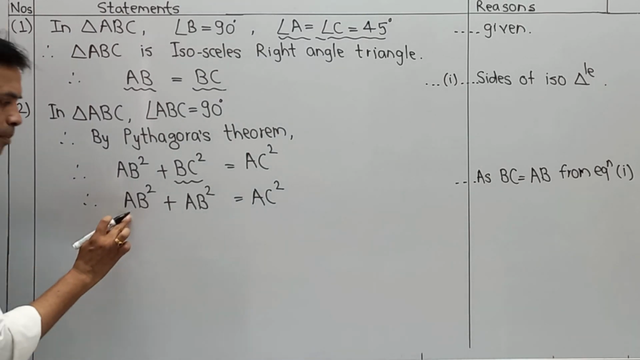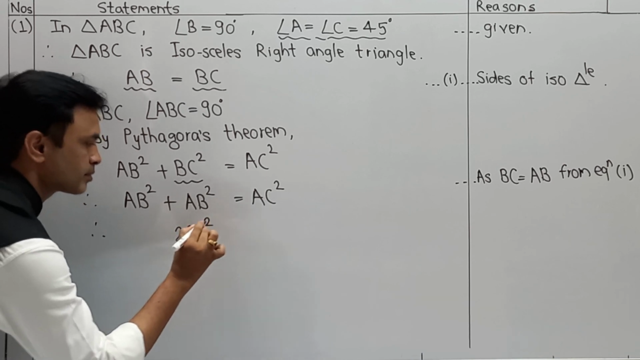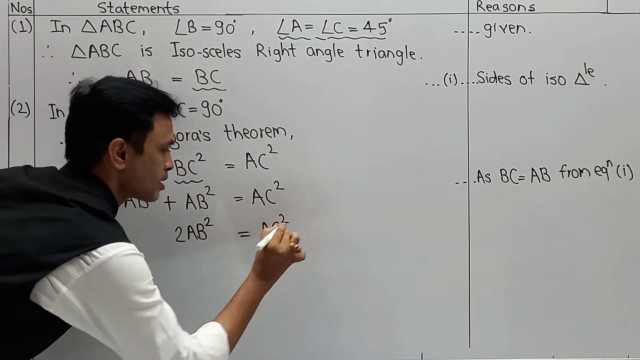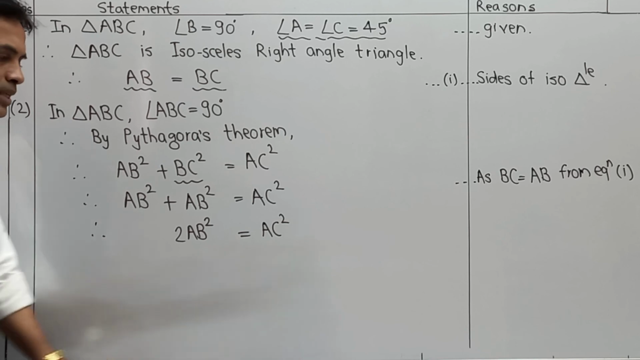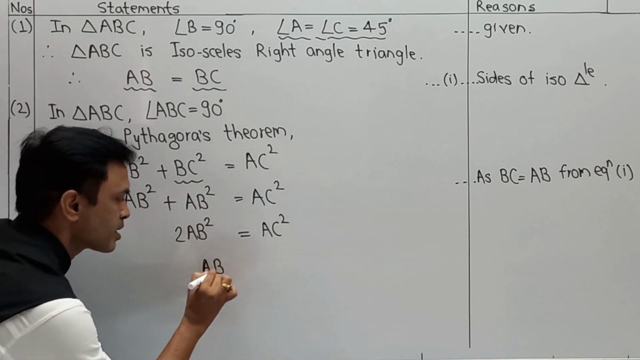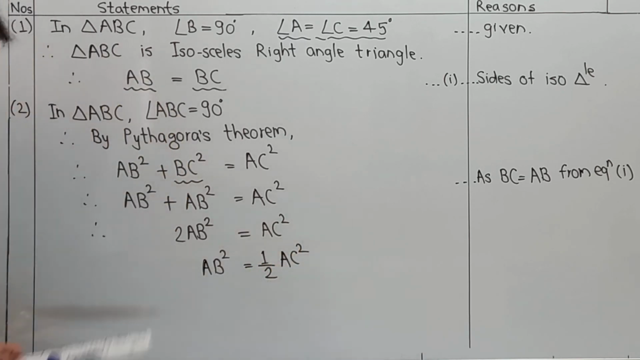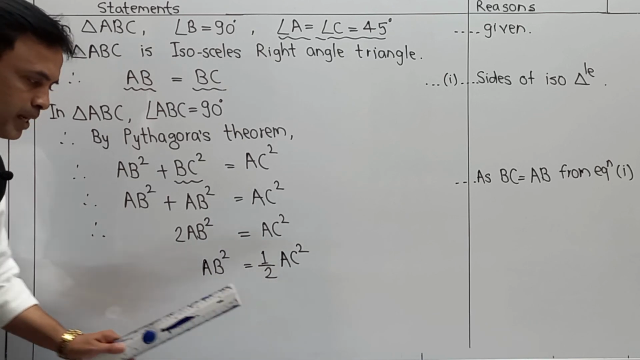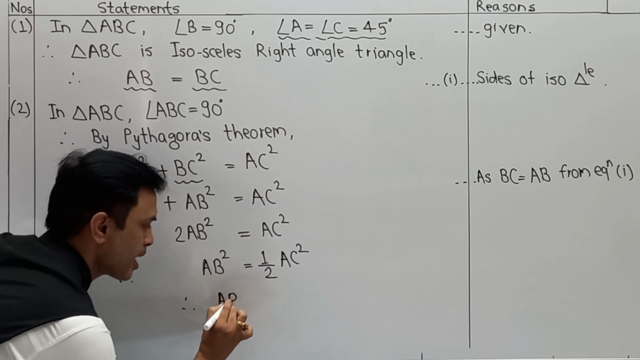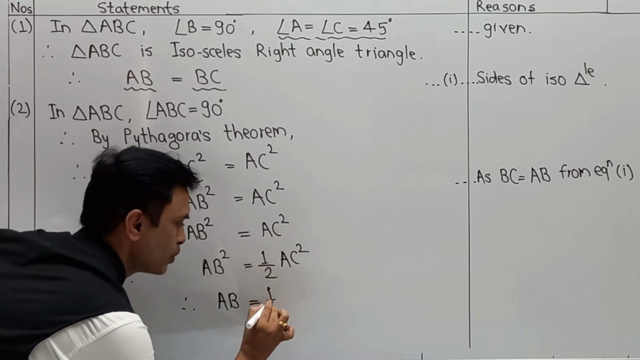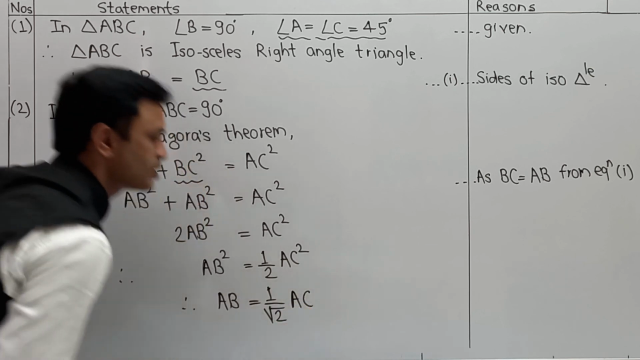Now the part is AB square plus AB square, it becomes 2AB square is equal to AC square. Now as this 2 is multiplied over here, shifting it as divided by, so it becomes AB square is equal to 1/2 times AC square. Then taking root from both sides, root of AB square becomes AB, and 1/2 under root: 1 root is 1, but 2 is under root, and that is equal to AC.